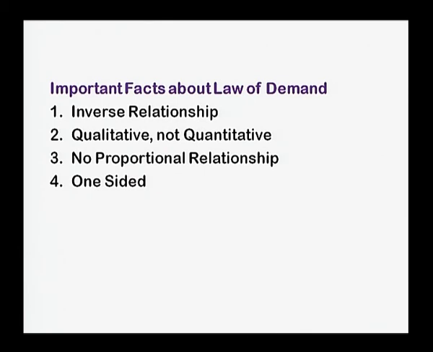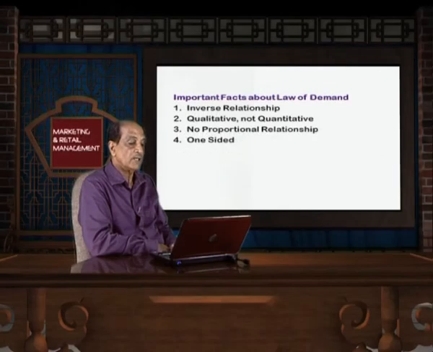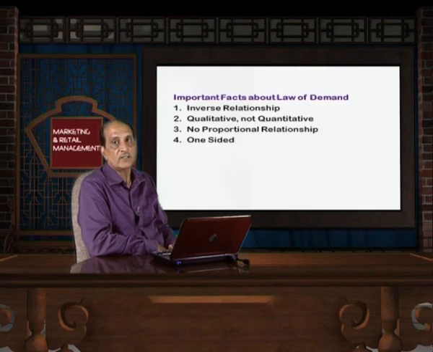And fourth is one sided. At one time we can discuss the change in price along with the change in demand for the commodities, but at the same time we presume that all other factors remain constant.